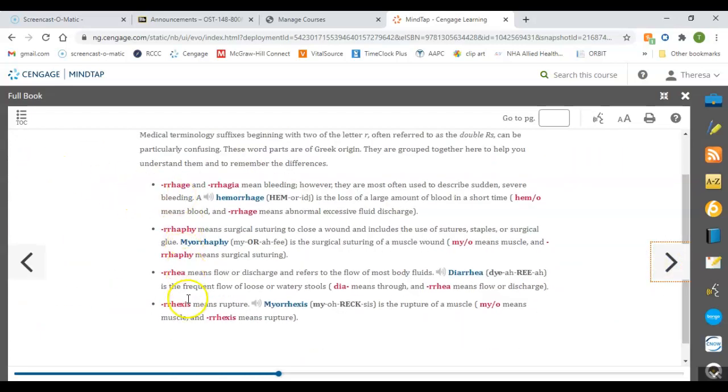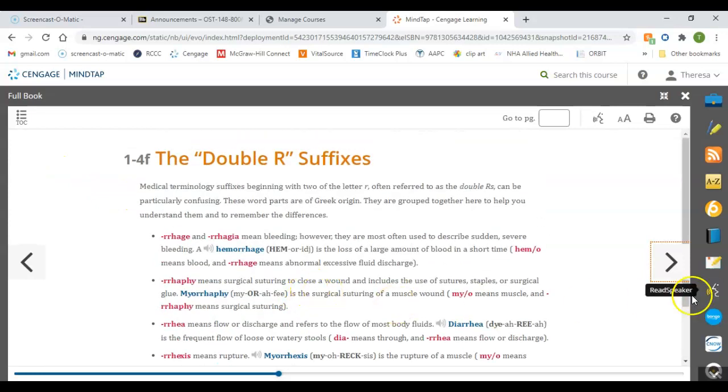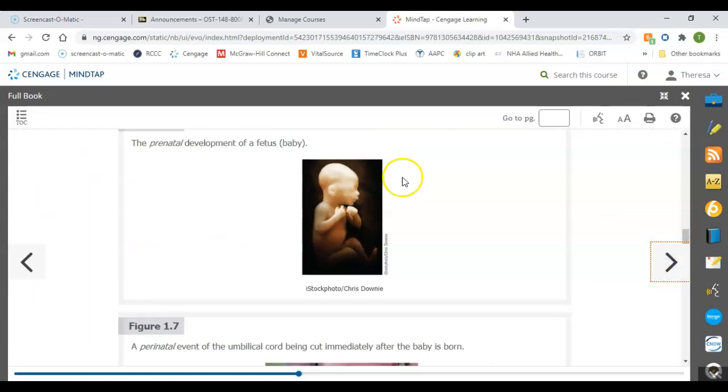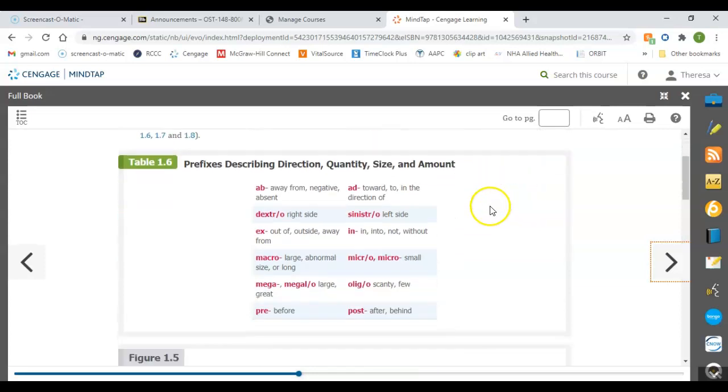And here's a few more to put on your card. These are the double R's. And then prefixes. Here's a bunch of them that you need to put on your cards. It tells you that they describe direction, quantity, size, and amount. You just have to basically learn these.